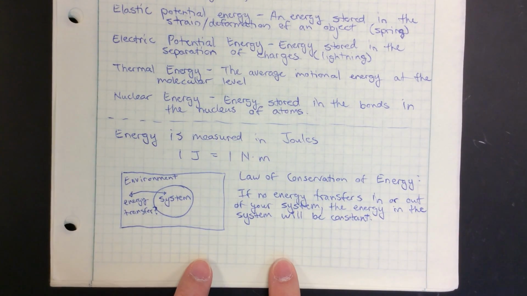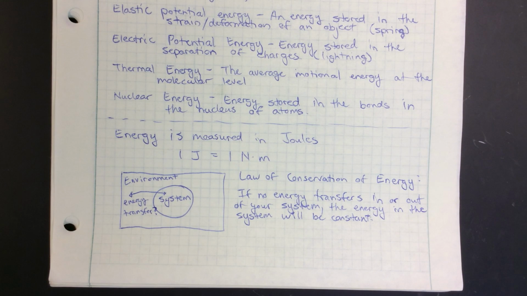Give me an example of an isolated system. It's kind of hard. What might be an example of an isolated system? A system that does not transfer energy in or out with its surroundings. Something in a vacuum. Okay, so usually that's the case.